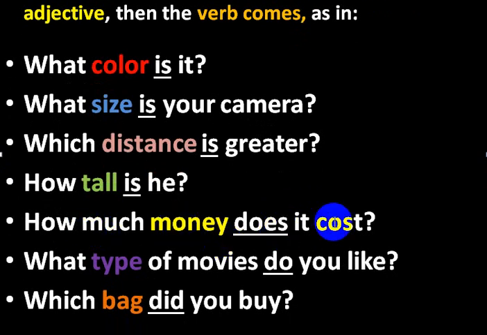And how much money does it cost? How much? Okay, money. After the WH question, we have what? We have money. Does it cost? So after these nouns or adjectives, only then we find the verb. What type of movies do you like? Which bag did you buy? Majorly, with WH questions, the auxiliary verb comes directly after the WH question. But in certain cases, we have nouns and adjectives, and after these comes the verb.